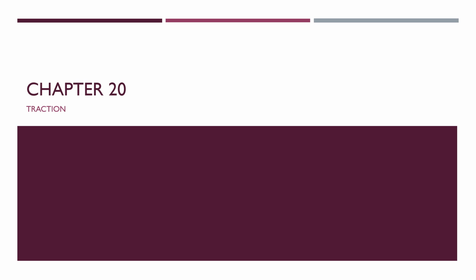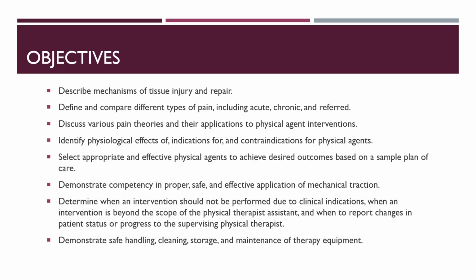Okay, so welcome back. We're looking at chapter 20 today from your text, and we're looking at mechanical traction as our topic. So we're going to be reviewing indications, contraindications, parameters for the cervical spine and for the lumbar spine. And then we're also going to talk about some manual traction techniques as well as distraction techniques for the hip.